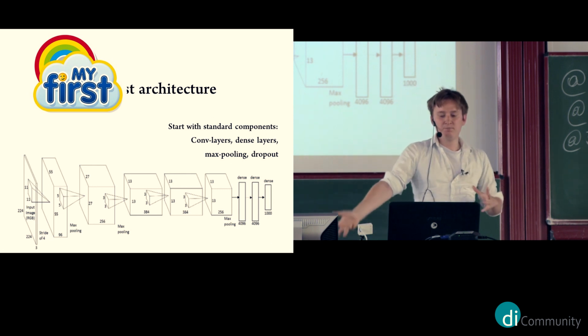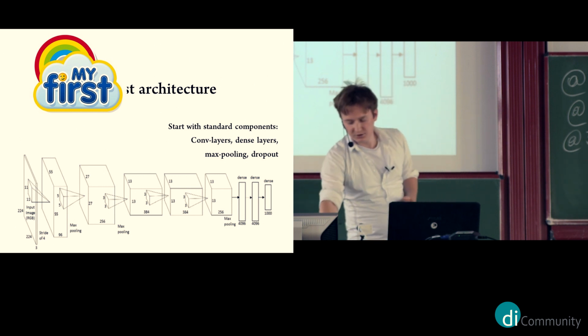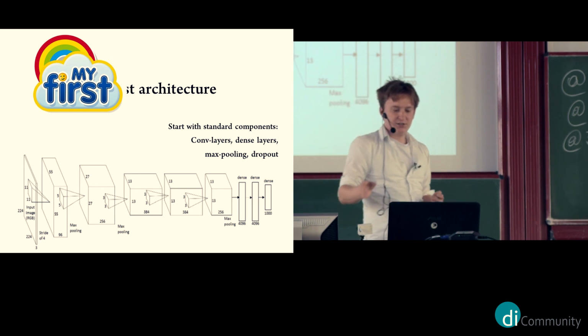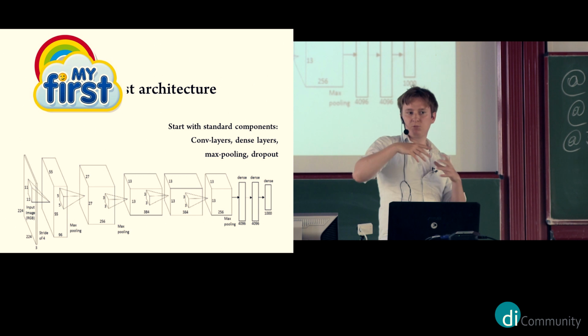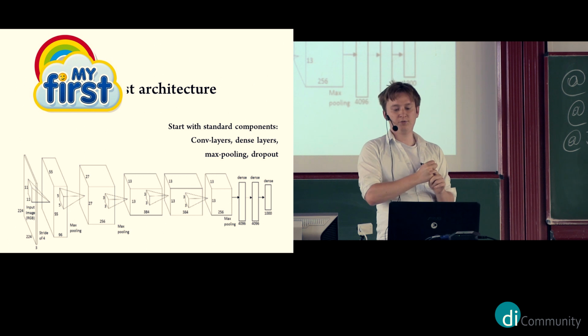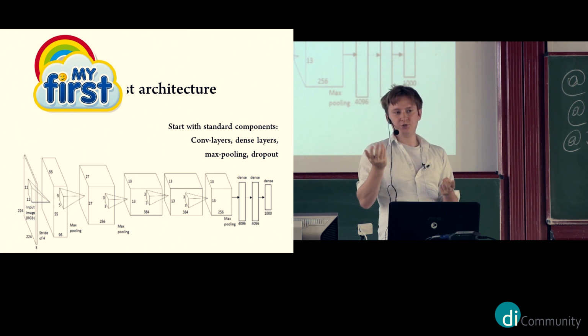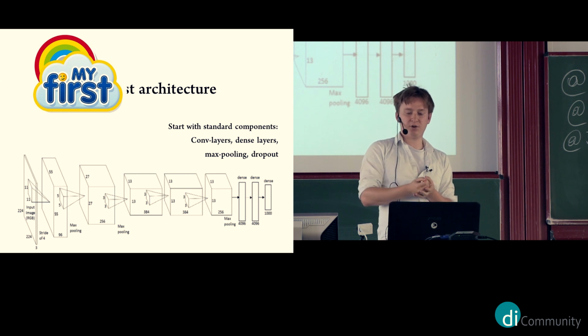So, we already did the first two steps, right? We started our competition, a small competition, and we split our data set. We know how to make our plots. Then start with my first architecture. For this, always use the standard components. Use conv layers, convolution layers, dense layers, max pooling, and dropout.